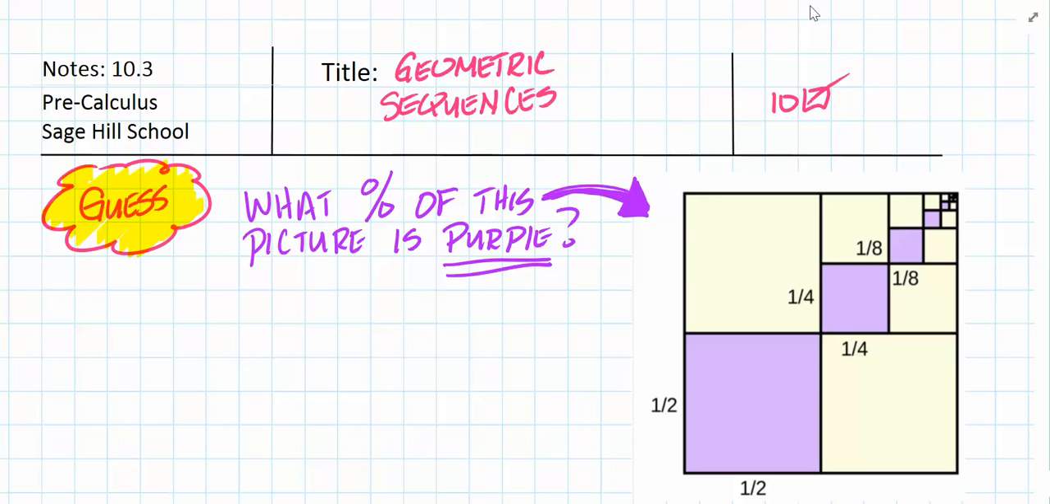Okay, it's a classic question. We're going to begin with a guess, all right? This is going to lead us into geometric sequences, and hopefully by the end of the day, we'll have this all figured out. Okay, so I want you to guess. Look at this picture. I gave you some fractions in there.